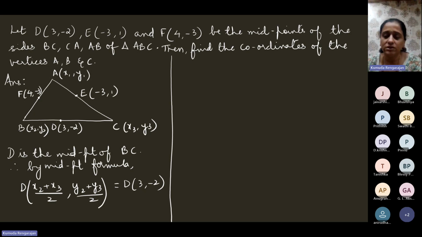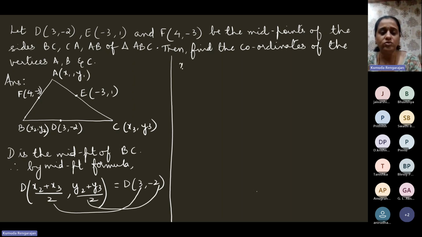Children, please tell me if this step is fine. D is the midpoint of BC. So by the midpoint formula, we already know the coordinates of D. But how do you find it using the coordinates of B and C and the midpoint formula? X2 plus X3 by 2, comma Y2 plus Y3 by 2. So now equate. The X coordinate is equal to the X coordinate. The Y coordinate is equal to the Y coordinate.